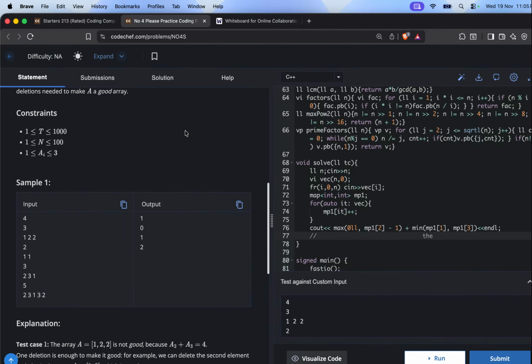We want the minimum number of operations, so that's why the one with minimum frequency is removed. Now here, there can be at most one 2. If there are zero 2s, then no problem, the answer is 0 operations. And if there is more than one 2, the extras should be removed. So this is it.